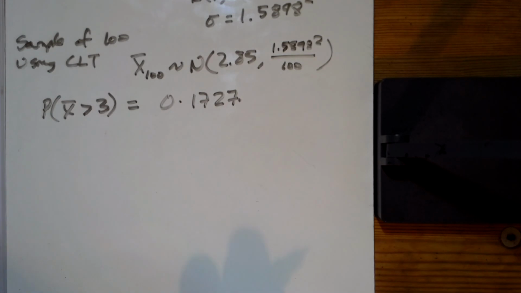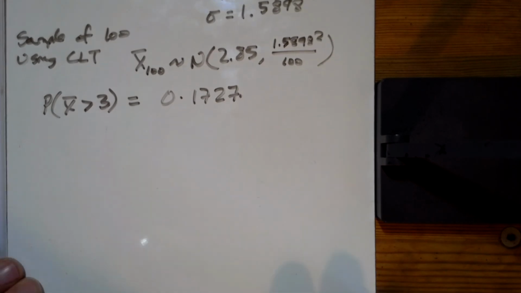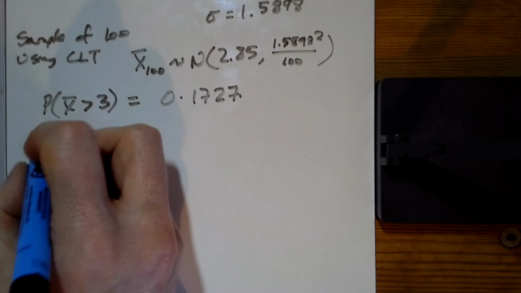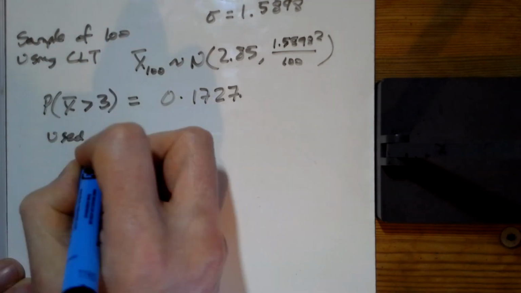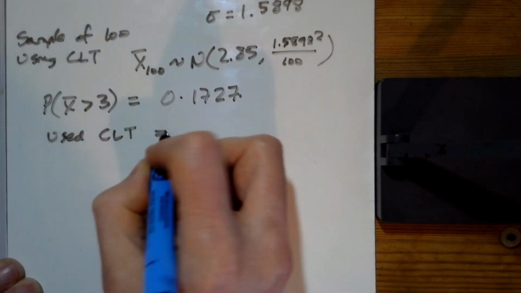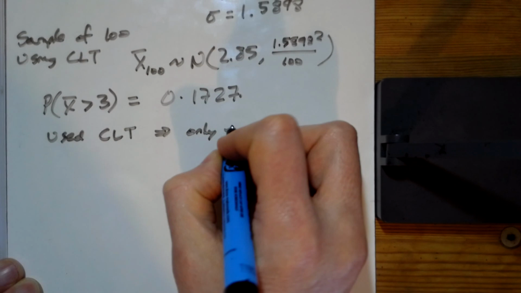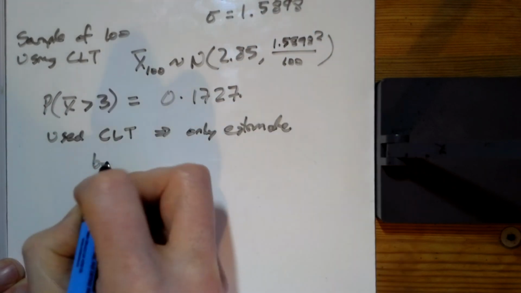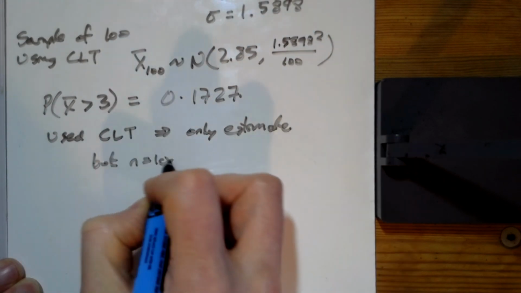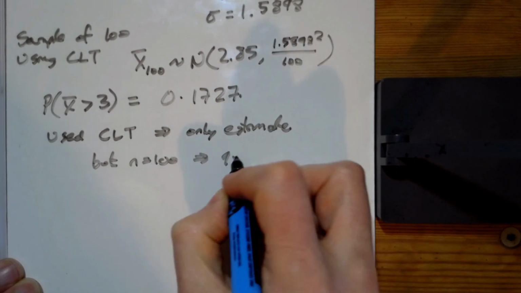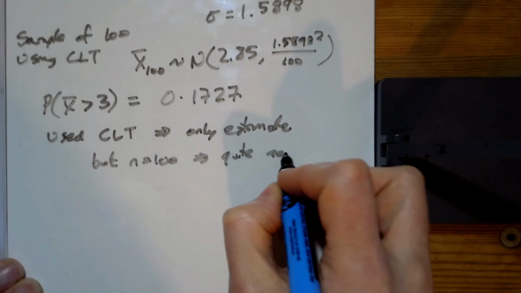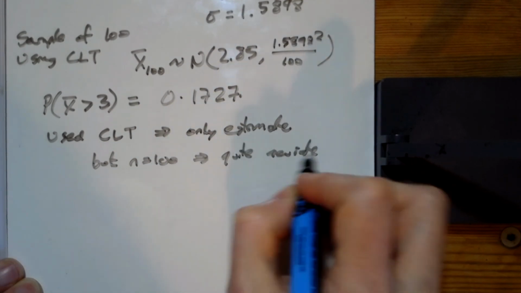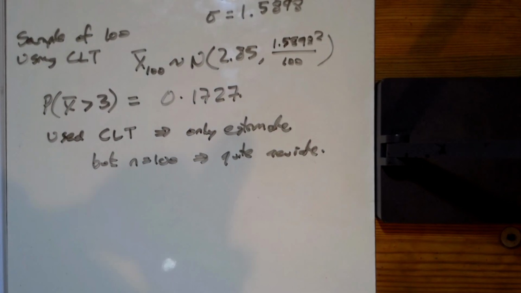Comment on the accuracy of your estimate. It is only an estimate. We did use central limit theorem, so it is only an estimate. But because n is very large, n is 100, so it should be quite accurate. By the time you've got to numbers that big, I would say that is going to be pretty close.